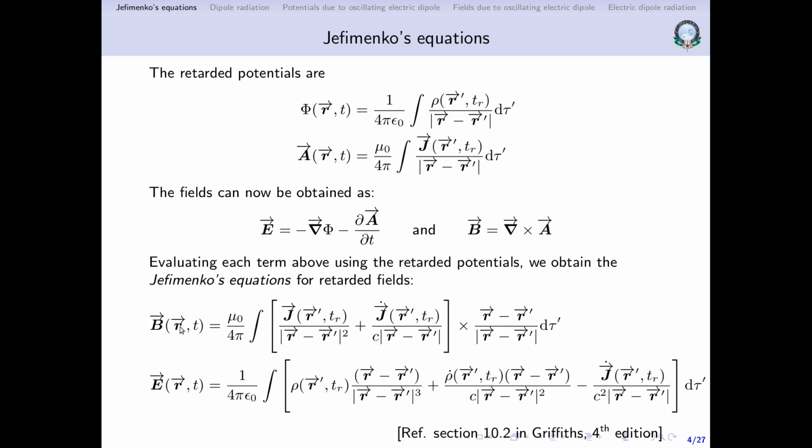So Jefimenko's equations, to put it simply, give us the fields starting from the retarded potentials. By using these formulas, it will give us the electric and the magnetic fields.